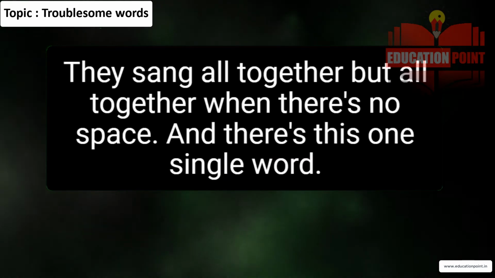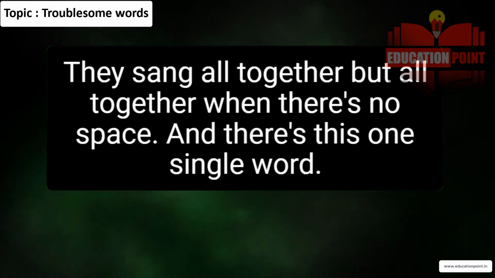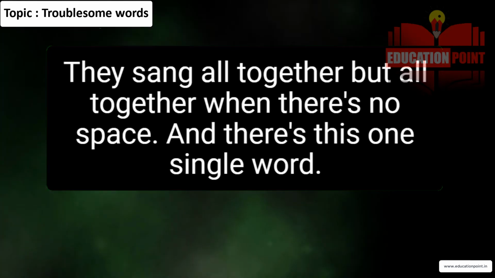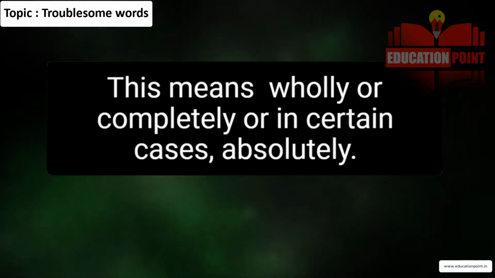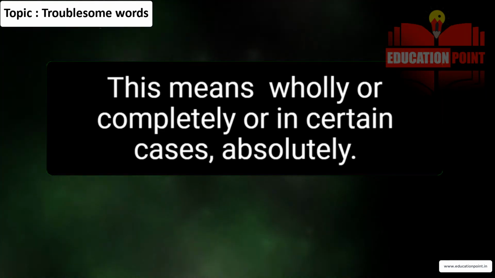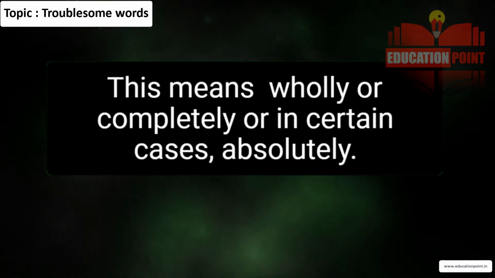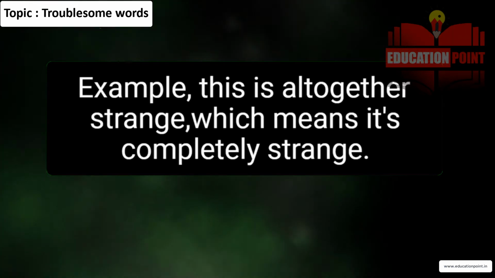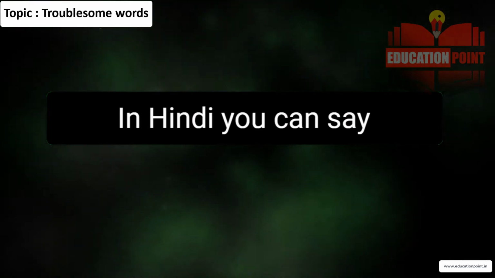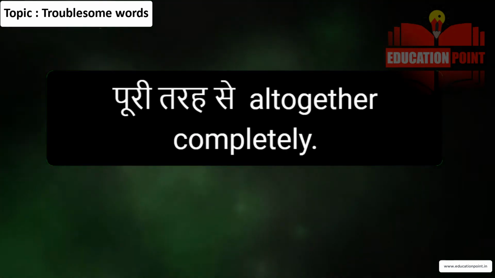They sang all together, matlab sab ek saath. But altogether, when there's no space and there's this one single word, this means wholly or completely, or in certain cases, absolutely. Example, this is altogether strange, which means this is completely strange. In Hindi, you can say puri tarah se, altogether, completely.